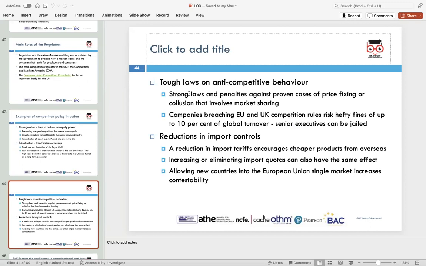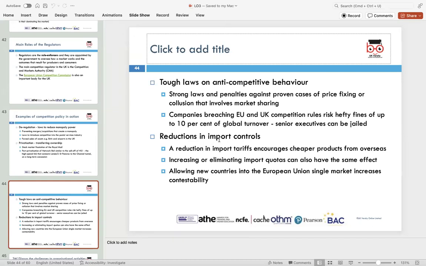So, tough laws on anti-competitive behavior and reduction in import controls. The implementation of stringent legislation and punishments to combat instances of price fixing or a form of collusion that includes the sharing of markets. Companies that violate the competition regulations of the European Union and the United Kingdom face the possibility of incurring substantial penalties of up to 10% of the total worldwide turnover.